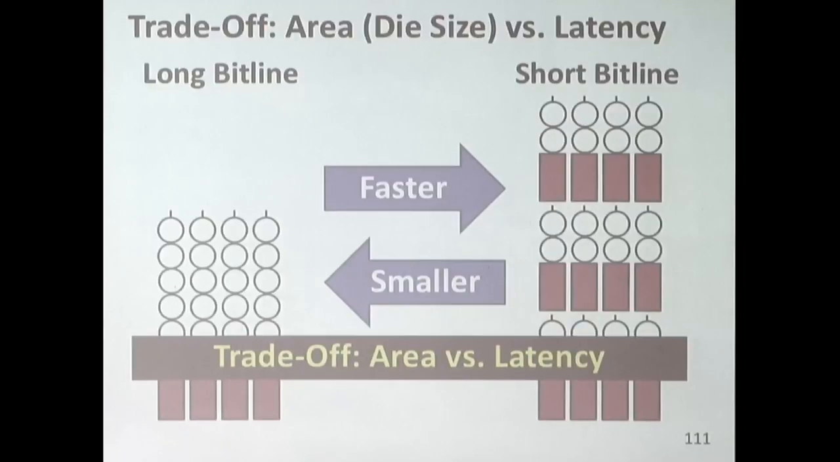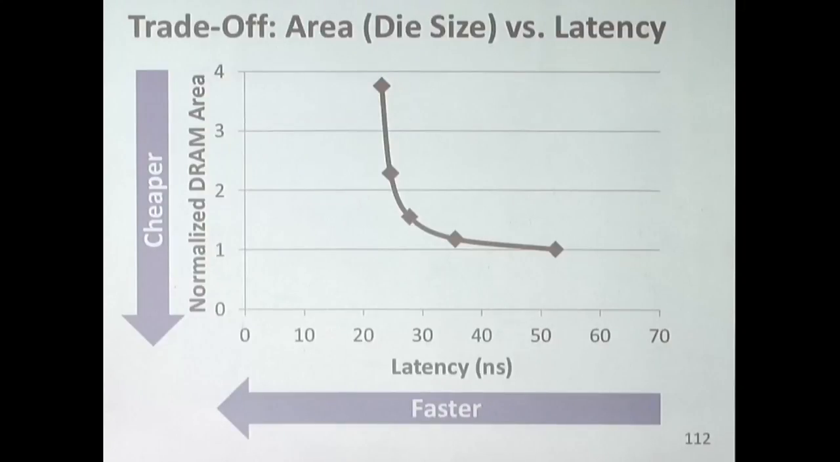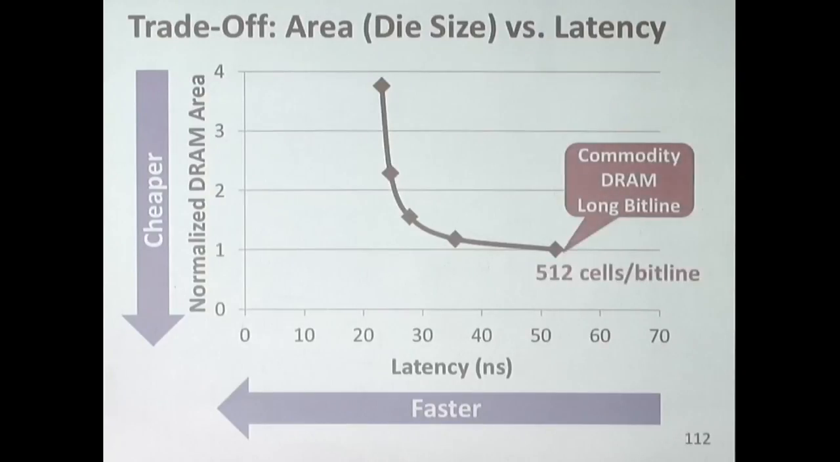You can get lower latency by giving up capacity. That's not the trade-off that's made in DRAM designs today, because that comes at a high cost, because now you're actually having a much smaller chip in the same area. So let's look at this trade-off. Basically, this is latency. This is normalized DRAM area, normalized to this point over here. And ideally, you would like to be here, cheaper and faster at the same time. But you get a Pareto optimal curve that looks like this, depending on what you're optimizing for.